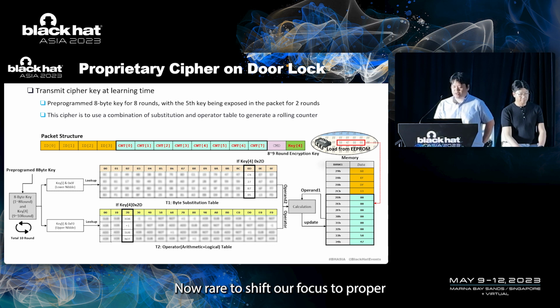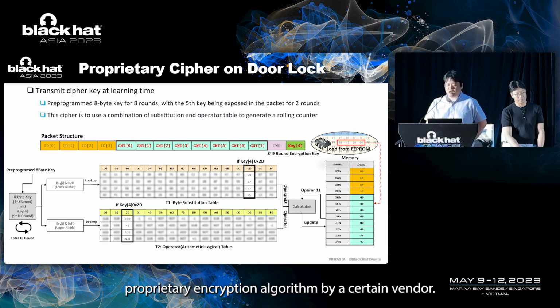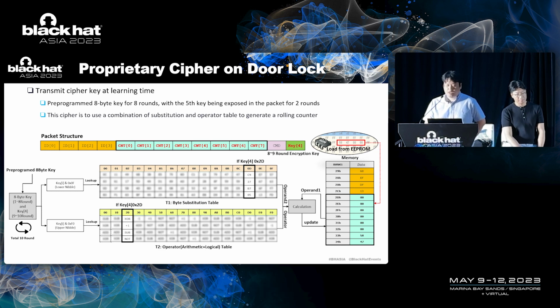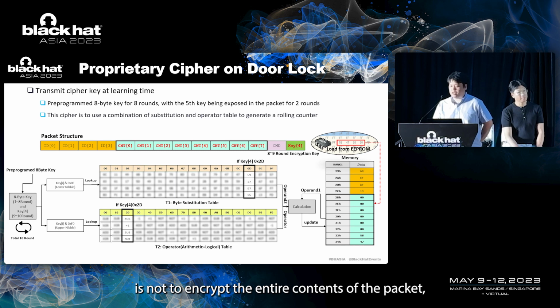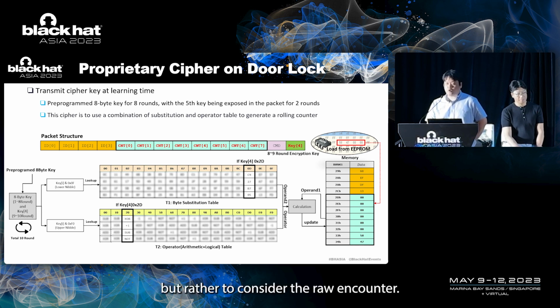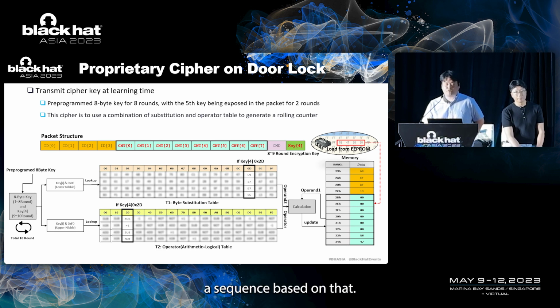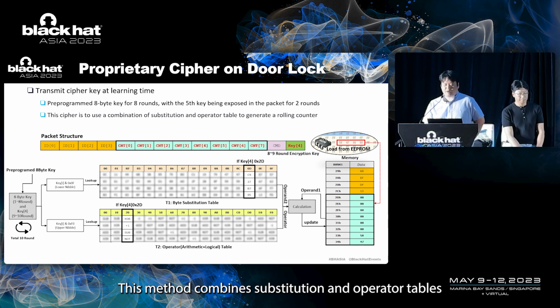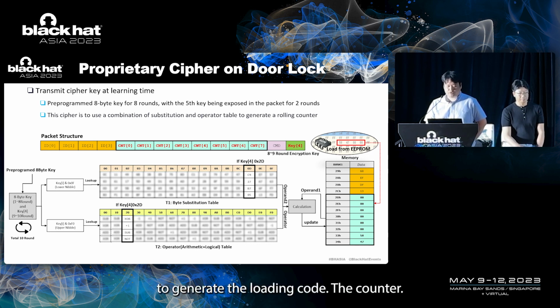Now let's shift our focus to a proprietary encryption algorithm by a certain vendor. If we are being precise, it seems that this method is not to encrypt the entire content of the packet, but rather to conceal the rolling counter. It uses a shared secret and generates a sequence based on that. This method combines substitution and operator tables to generate a rolling code counter.